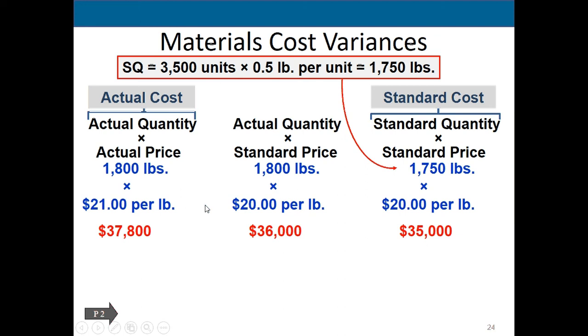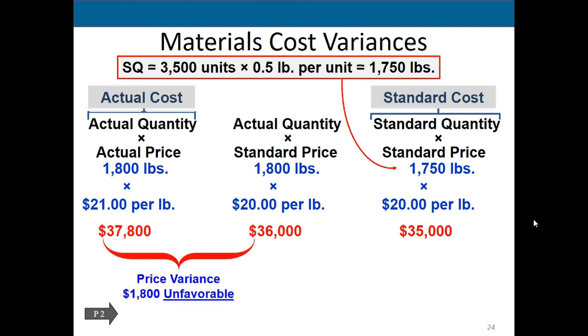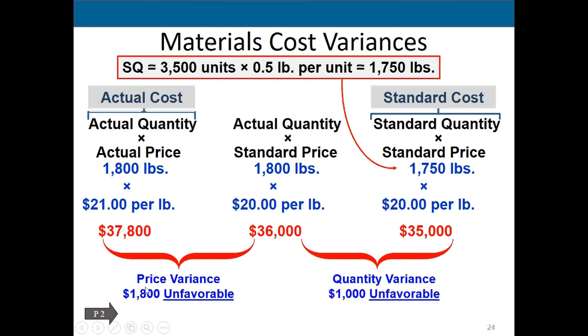So we have a $1 price variance, and again we're going to multiply that by the actual quantity of 1,800 pounds. So there's a $1 difference, 1,800 pounds. What about on the quantity variance side of things? Our problem is going to end up being this 50 pounds, and we would take that by $20 per pound. So here's how it comes out. Remember, I said $1 times 1,800, there's our price variance.